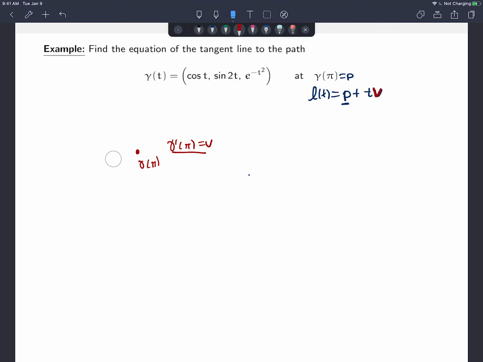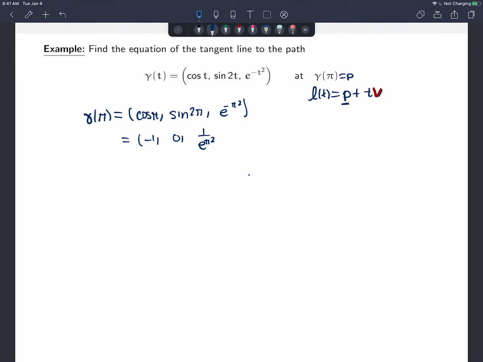So I'm going to have space for this, so I'm going to leave that. So I'm going to find p. So p is gamma of pi, which is pretty straightforward. It's going to be cosine of pi, sine of 2 pi, and e to the negative pi squared. So whatever that is, cosine of pi is negative 1, this is a 0. I'm going to write this one like 1 over e to the pi squared. So that's my p. Okay, so we got our p. I'm going to copy this and put it right there.